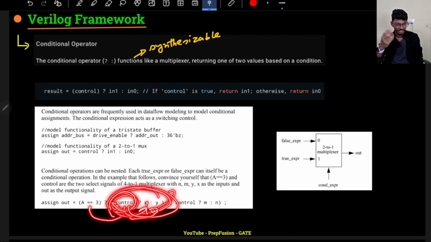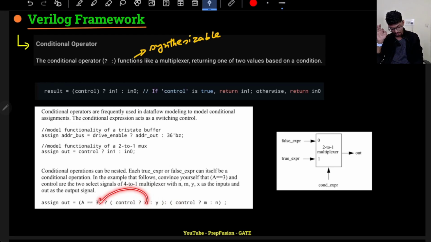Let's say control is true, that means it is logical true. I hope you know what is logical true; in this lecture itself I have explained. So with logical true, x will be returned here. Finally this will return x to the output. Okay, so we can nest our ternary conditional operators as well.